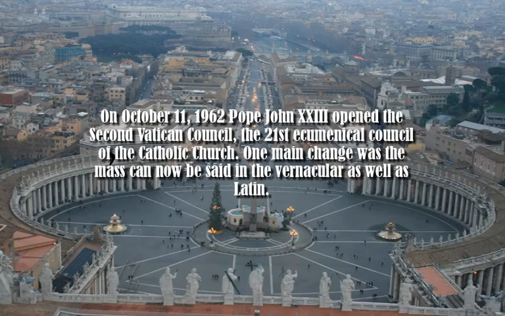The Second Vatican Council. On October 11th, 1962, Pope John the 23rd opened the Second Vatican Council, the 21st Ecumenical Council of the Catholic Church. One main change was the Mass can now be said in the vernacular as well as the Latin.